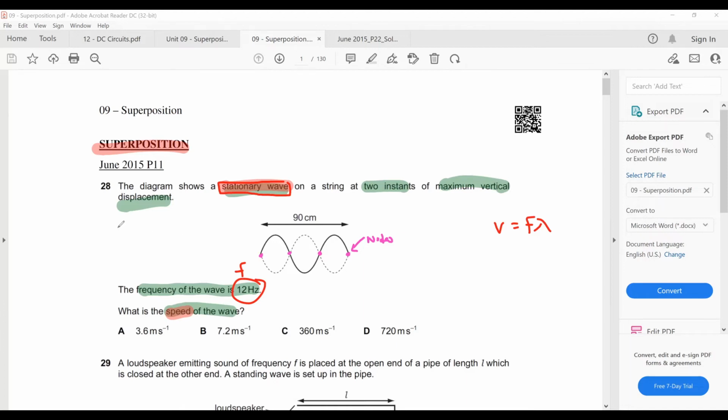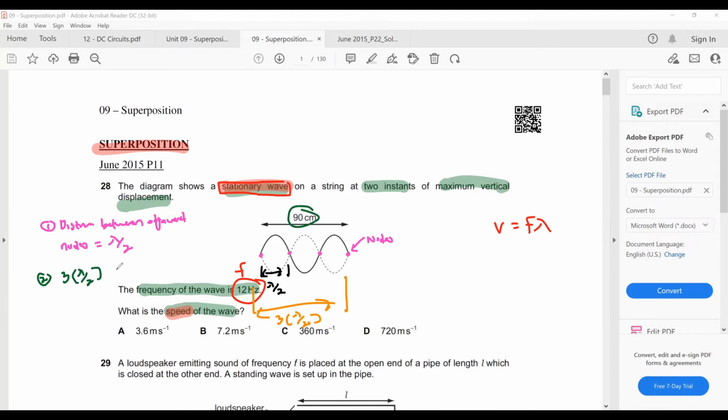And the distance between adjacent antinodes, or the distance between adjacent nodes, as I mentioned to you, is equal to half a wavelength. Since this one is half a wavelength, and you have three of them right now, this is 3 half wavelengths. So 3 half wavelengths is equal to 90 centimeter.